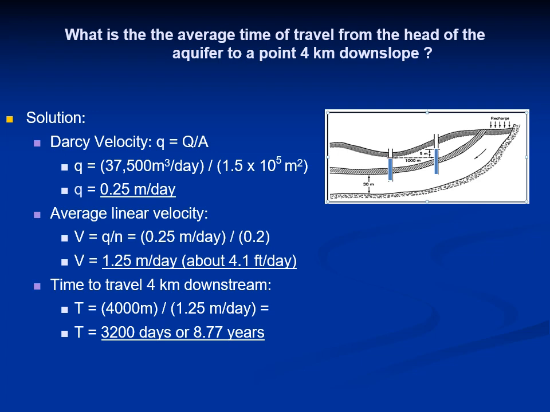So using the groundwater flow rate in the area from the first part of the example, the Darcy velocity is 0.25 meters per day. Once divided by porosity, this yields the true linear velocity of 1.25 meters per day. This example shows that water moves very slowly underground. At a rate of 1.25 meters per day, it will take almost 9 years for groundwater flow to make it from the recharge zone to a discharge zone 4 kilometers away.